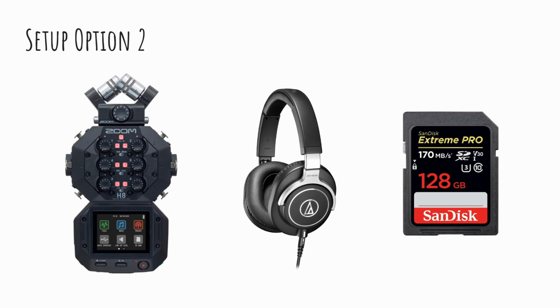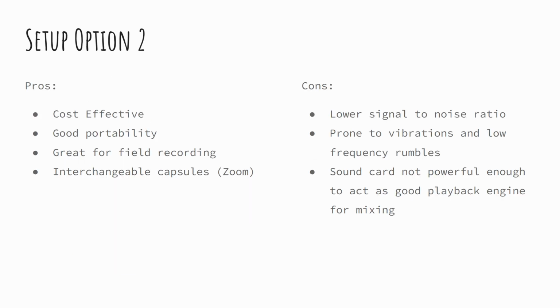Moving on from the traditional setup, here's a more modern solution. Handheld recorders are quite popular among sound designers, and they are especially great for outdoor recordings since they're highly portable. They offer a lighter and more cost-effective setup that is suitable for folks who are just starting out. So like we said, the pros of this setup are generally that it's more cost-effective and it's also portable, meaning that it's great for field recordings.